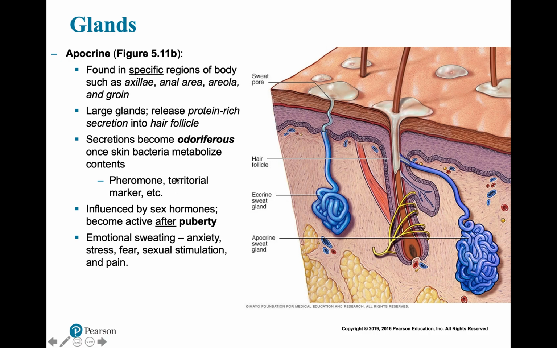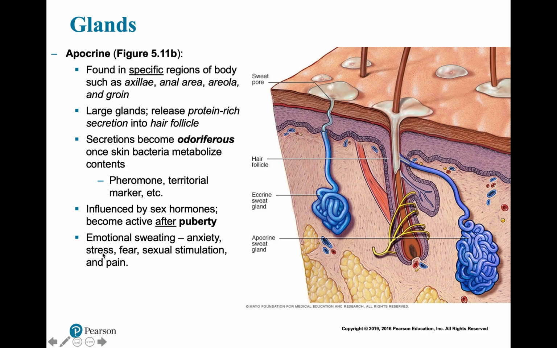It also, this particular secretion can act as a territorial marker, right? So I've been here, this is mine, okay? But that's what these odoriferous sweat glands do, they aid in pheromone attraction as well as territorial markers. They become active after the onset of puberty. So that's why when you yourself, or if you have children that are entering into puberty, they may become a little stinky, and that's because these apocrine sweat glands are becoming more active at that time.